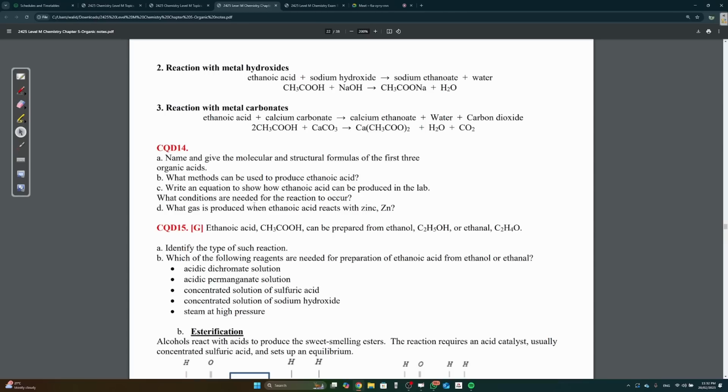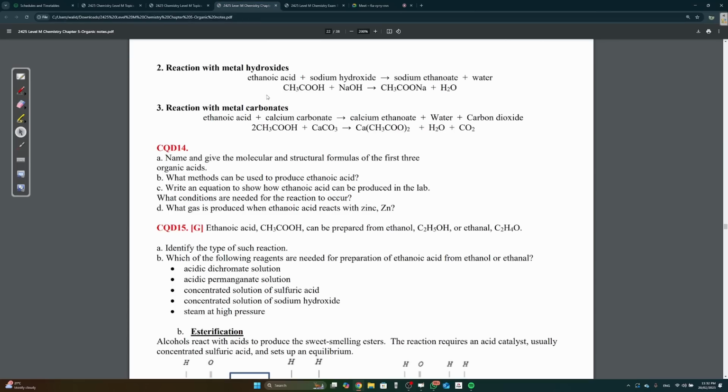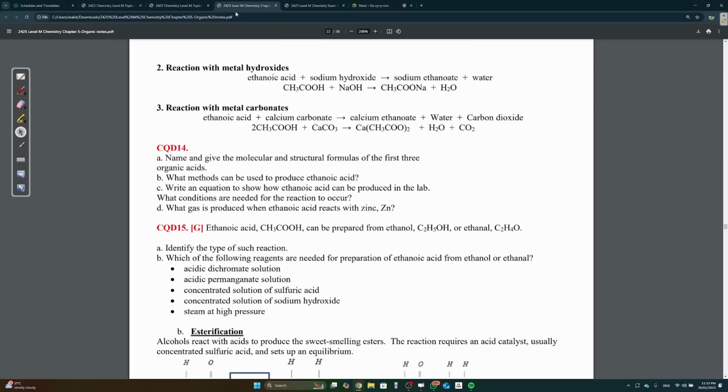What conditions are needed for the reaction to occur? It needs to be in the presence of dilute sulfuric acid. You need to know this. So the condition for the oxidation is presence of the oxidization agent such as KMnO4 or K2Cr2O7 or bacterial oxidization. But for K2Cr2O7 and KMnO4, the condition is that dilute sulfuric acid should be present.